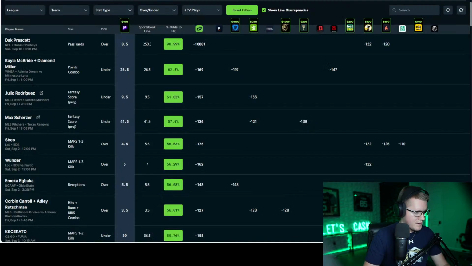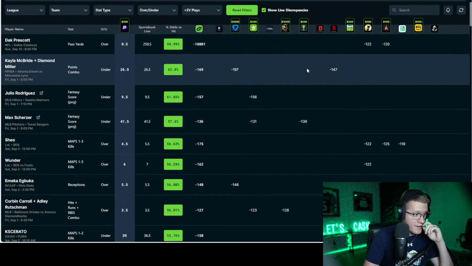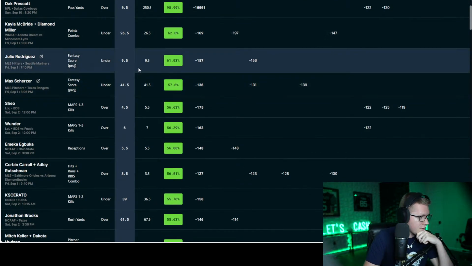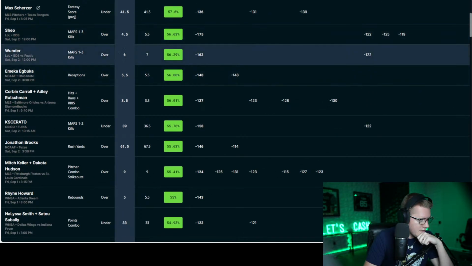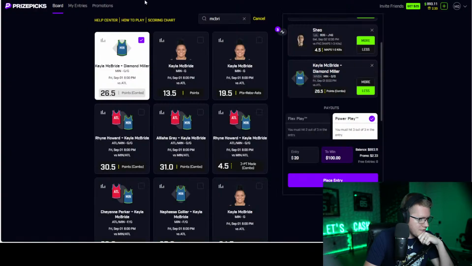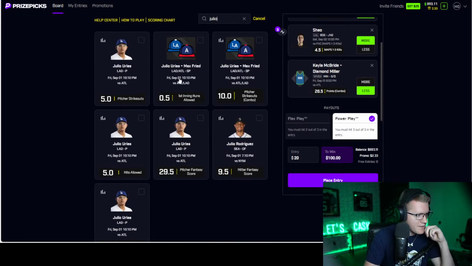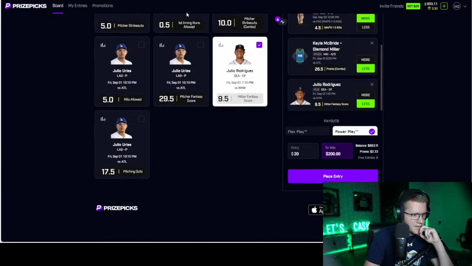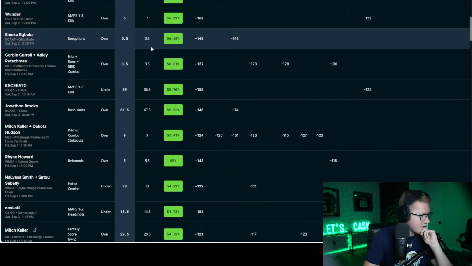Is that under? Yeah, heavily juiced on FanDuel. Also pretty heavily juiced on Bovada. Julio Rodriguez, we could take under. Yeah, we could take Rodriguez. Why not? I feel like Rodriguez's under is always recommended here for fantasy score. Always. That and Acuna.